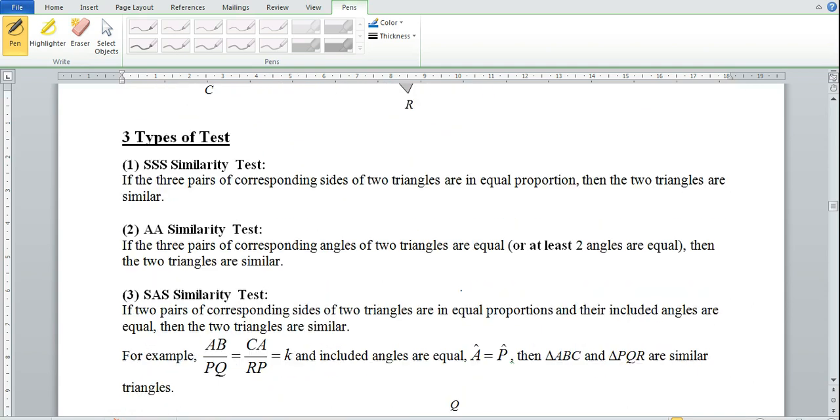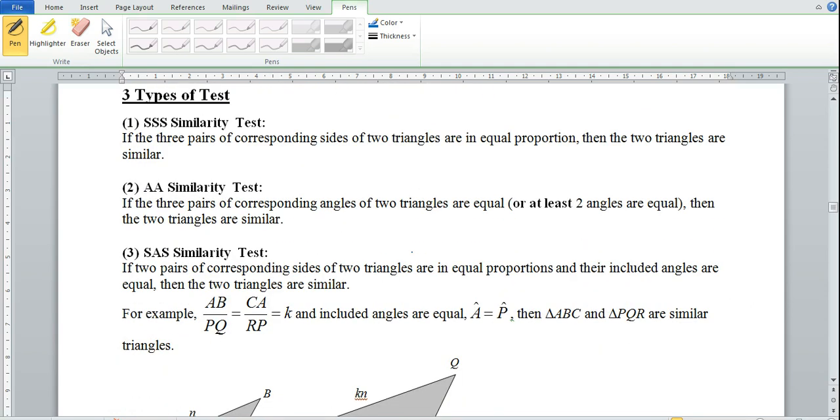Now, how do we prove similar triangle? So this is the focus at Sec 3 also. So there are three types of tests. Congruent triangle we have 5 types. Similar triangle we have 3 types. So what are the 3 types?